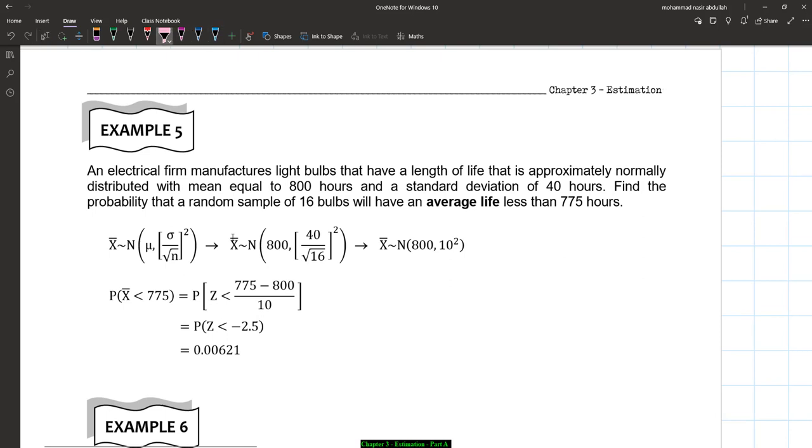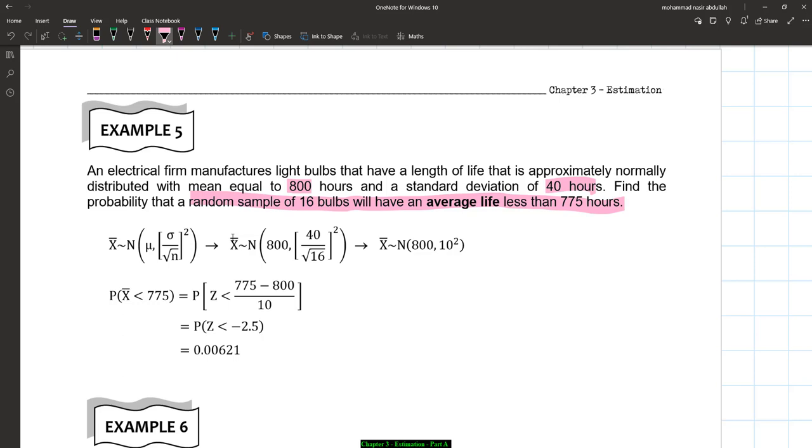An electrical firm manufactures light bulbs that have a length of life that is approximately normally distributed with mean equal to 800 hours and standard deviation 40 hours. Find the probability that a random sample of 16 bulbs will have an average life less than 775. Now, we are talking about a different perspective in the same concept.